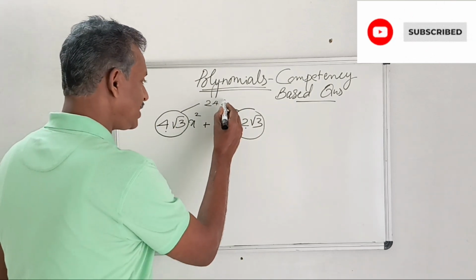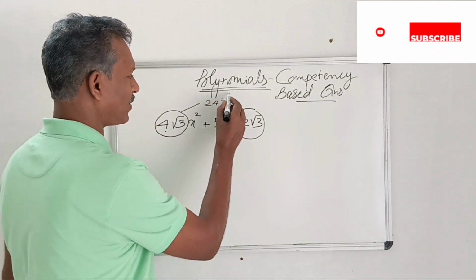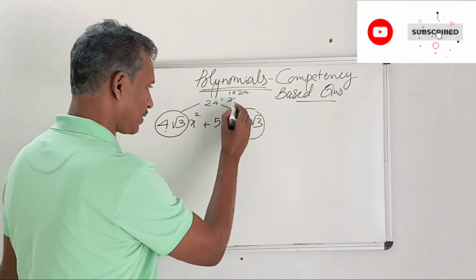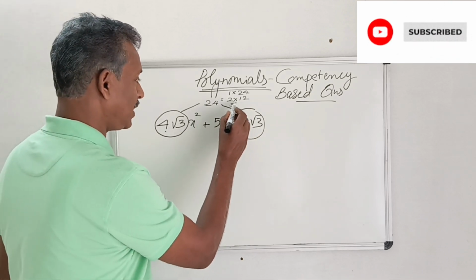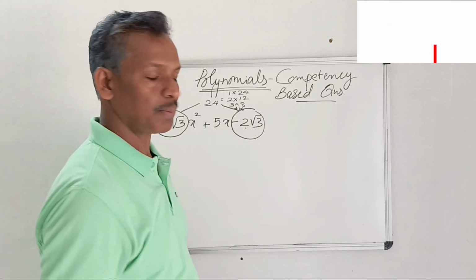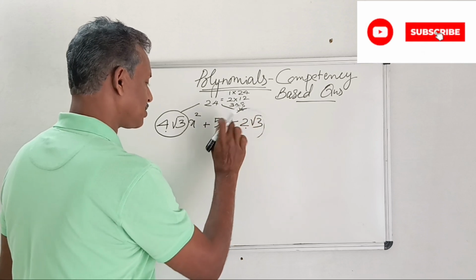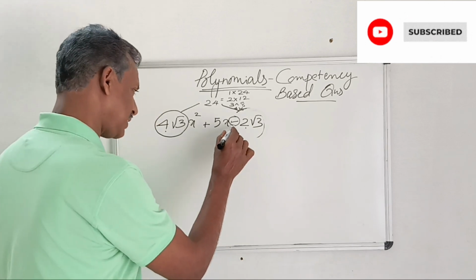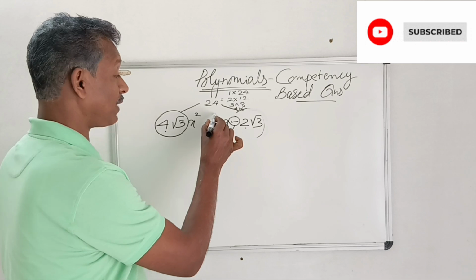And this 24 you can write as a product of two numbers. What are the different pairs? You can write 24 as 1 into 24. Another pair of numbers which makes the product 24 is 2 into 12, 3 into 8, and 4 into 6. These are the different pairs. And look at the last sign. What is the constant sign? Negative. If the last sign is negative, the difference of the two numbers should be 5.